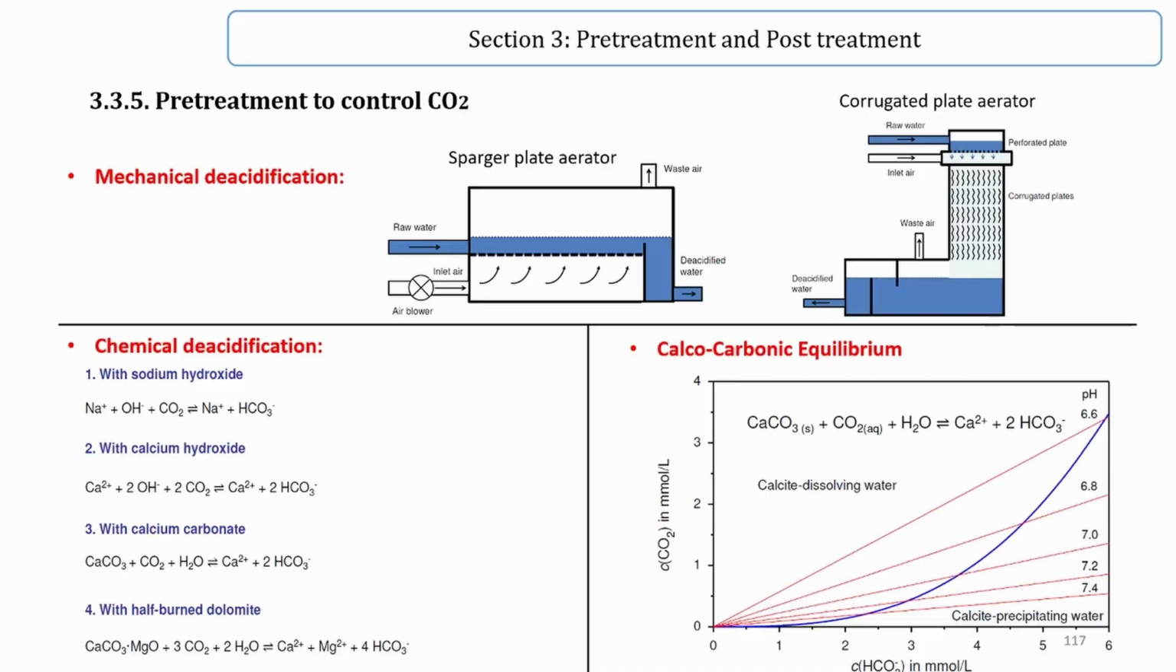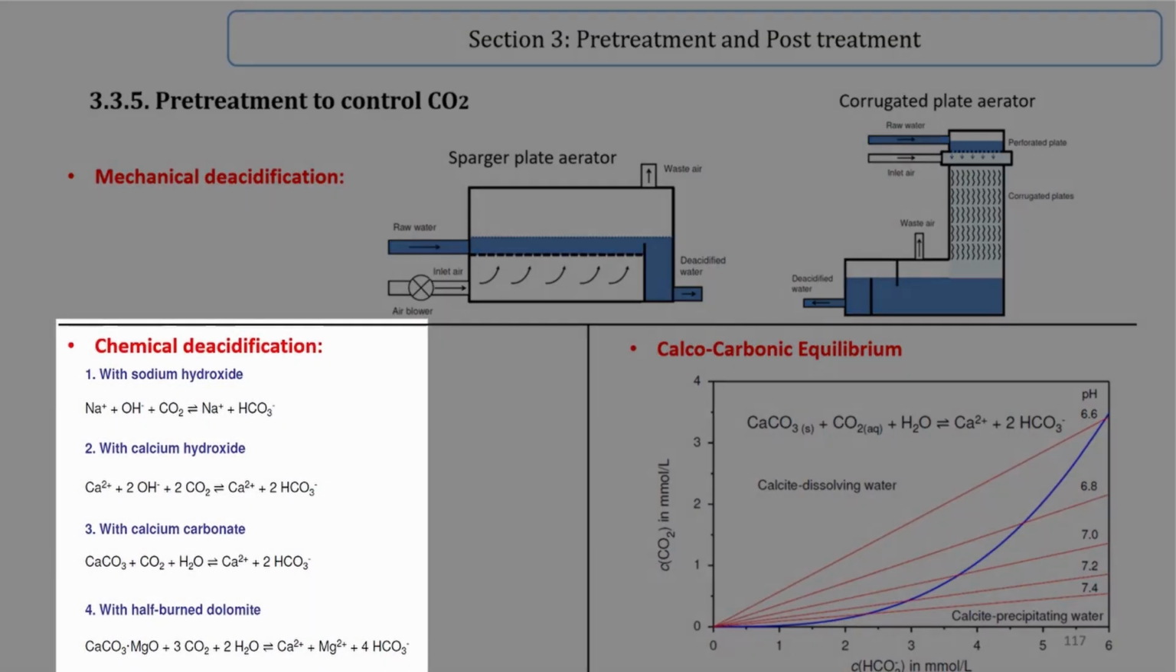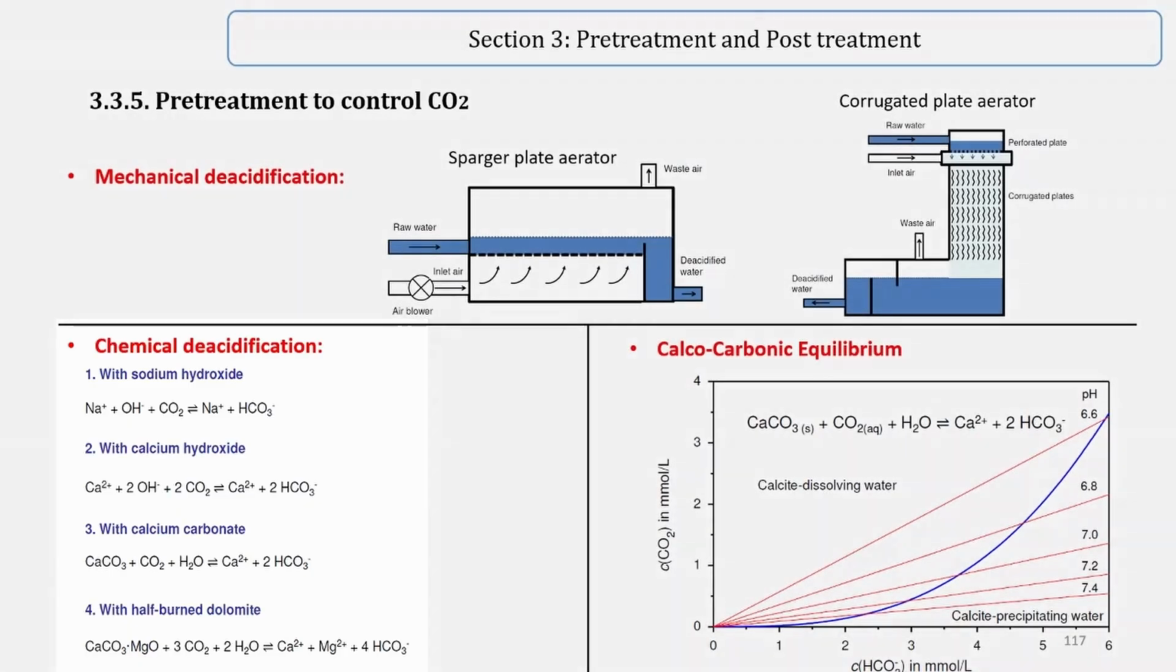Therefore, the carbon dioxide excess has to be removed from drinking water before distribution. Carbon dioxide can be removed using mechanical deacidification or chemical deacidification. In these figures, two different processes of mechanical deacidification are presented. Chemical deacidification also can be done with sodium hydroxide, calcium hydroxide, calcium carbonate, and half-burned dolomite.